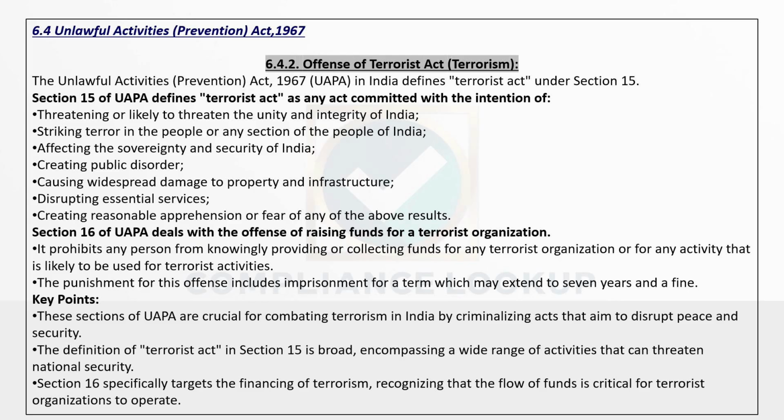5. Causing widespread damage to property and infrastructure. Acts that destroy buildings, roads, bridges, or other infrastructure. Example: a group plants explosives to blow up a railway station, causing major damage to public infrastructure and disrupting transport services. This would clearly fall under a terrorist act as it damages vital infrastructure.